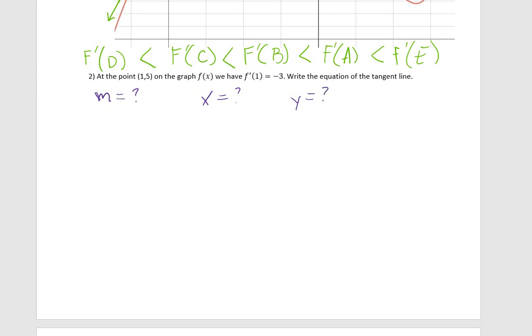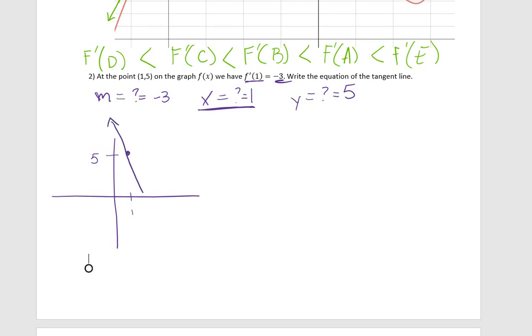So when they give us the point (1, 5) on the graph, that's great because they secretly gave us our x and our y point. And then what they tell us is, at that point when x equals 1, f prime of 1 equals negative 3. So remember, f prime is saying that at that point, your slope is negative 3. So what this would look like graphically, before we get into creating the actual equation of the line, is that at the point (1, 5) on our graph, our tangent line is going to have a negative slope.